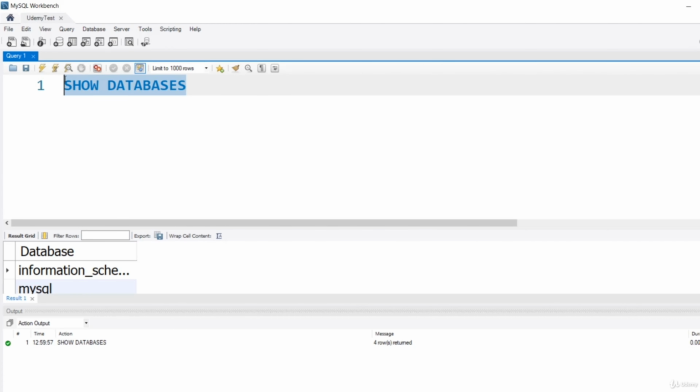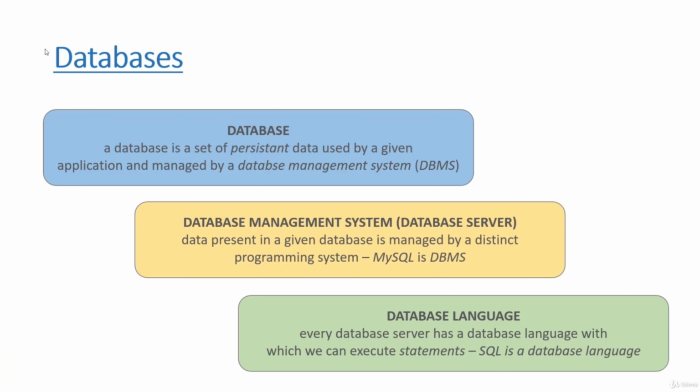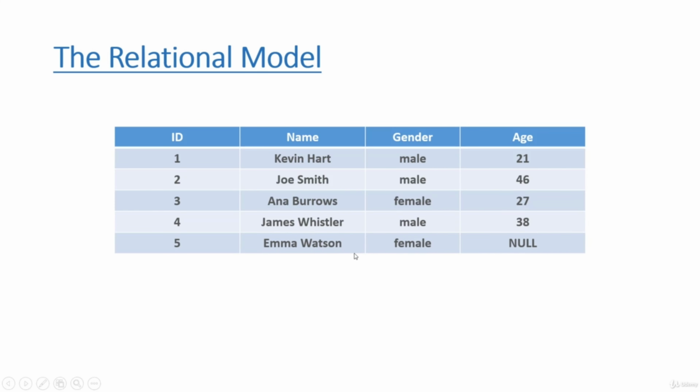What we are after is that we would like to create our own database. So this is what we have been talking about in the previous lecture, that the database is a set of persistent data used by a given application. So first of all, we have to create the database itself, and then we can create as many tables associated with the given database as we want. So this is, for example, a database table, and we are going to create tables like this.